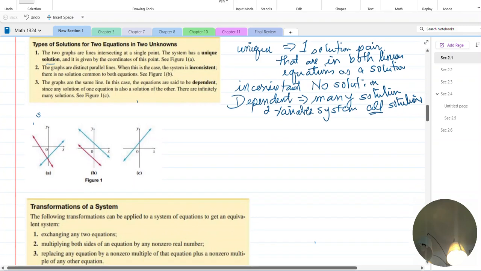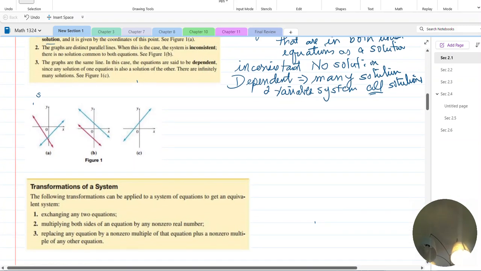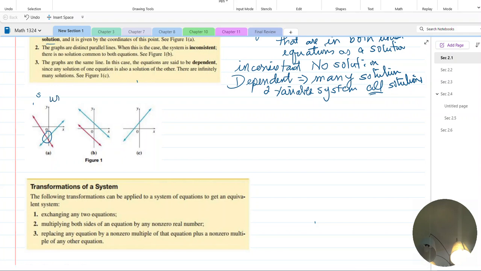All right, so graphically, and I got this from the textbook, we can see a unique solution. The lines cross at one point only. Here we have inconsistent, no solution, and they're parallel lines. Never cross. And then we have this one, dependent, all solutions.